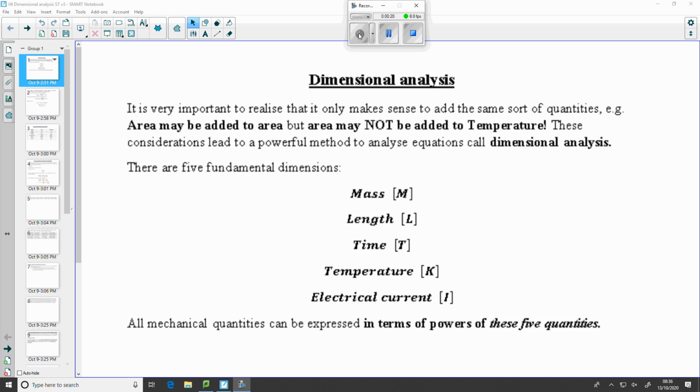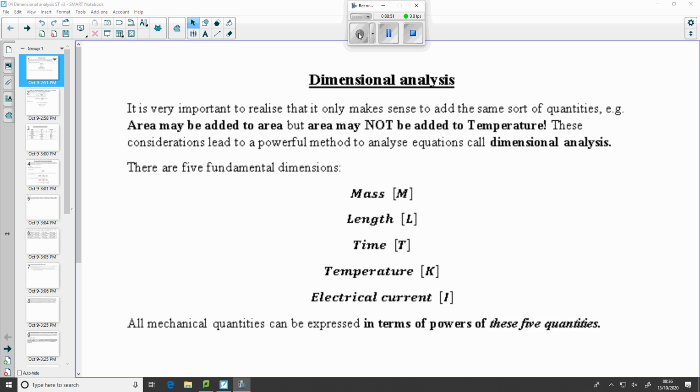It's important to realise that it only makes sense to add quantities together if they've both got the same dimensions. We can't add time and mass, or area and volume. We can only add mass to mass. We can only add volume to volume. Okay?